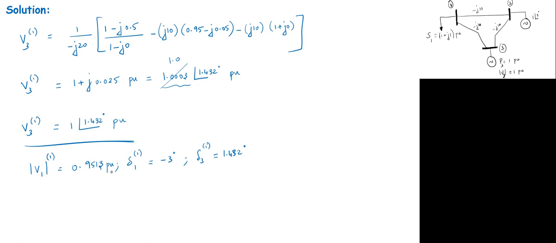Okay, so we have V1 magnitude, delta 1, and delta 3. This is what the problem statement asked us to determine: the value of the state variables of the power system if we solve it using the Gauss Seidel approach. We have done that, but this is just after one iteration. If we have to repeat the process, in many exams you will be asked to determine the state variables for up to 2 iterations. So how do we do that?